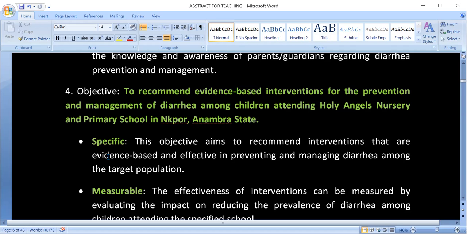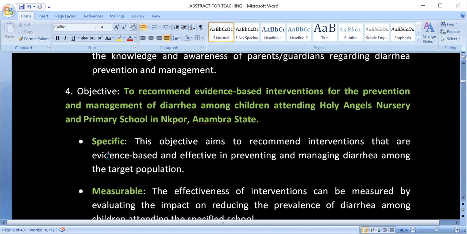So in a nutshell, for you to write a very good objective, one, it must be specific. That means for each objective you are writing, write it to the end to determine the level of knowledge of pregnant women towards long-lasting insecticide-treated nets among women of childbearing age in Umuna Olu, Imo State, Nigeria, so that it's specific. Then you look at the measurable.